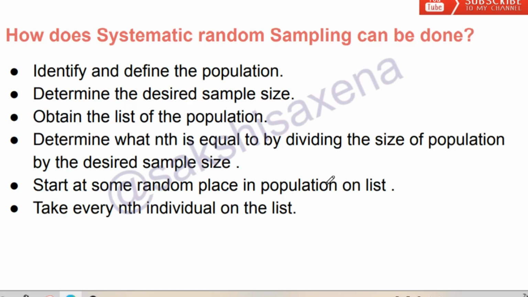Then start at some random place in the population on the list, that I have also told you in that example, and take every nth individual on the list, so that we can do the systematic random sampling. There is a whole systematic manner in this sampling technique.